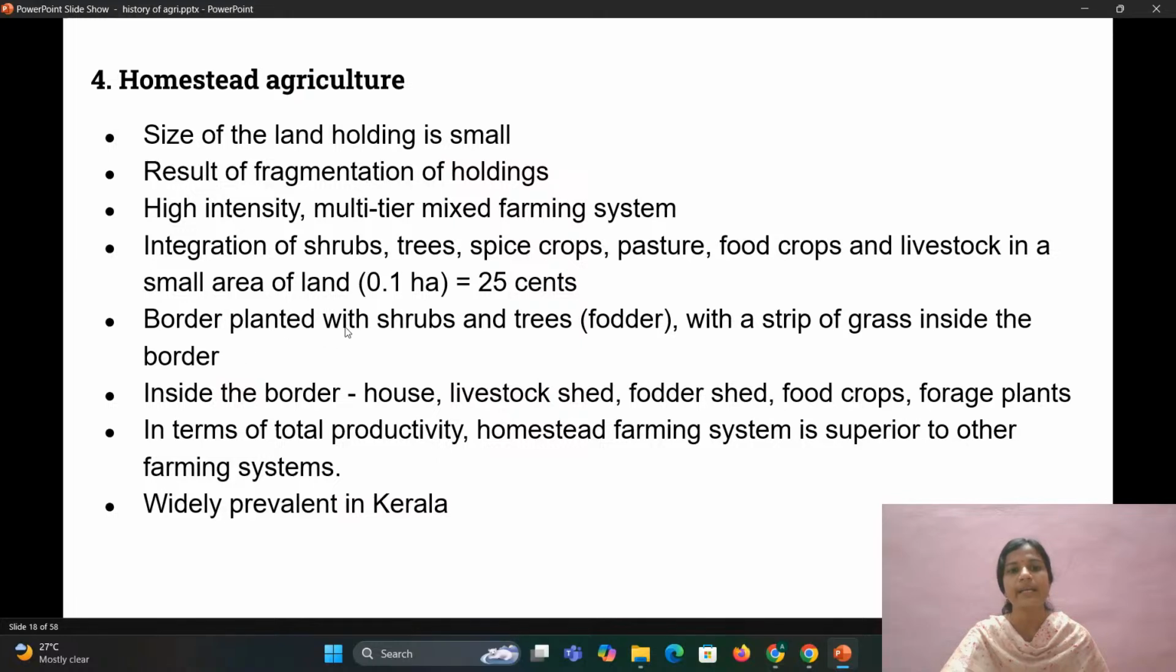So there will be a border, and the border will be planted with shrubs and trees, and usually they will be fodder trees. Then a strip of grasses will also be there. Then inside the border there will be the house, livestock shed, fodder shed, food crops, forage plants, etc. So it will be very high in productivity because different types of crops are grown intensively, crowded in a very small area. So the productivity of the system will be very high. This is a type of agriculture system that is widely prevalent in Kerala.